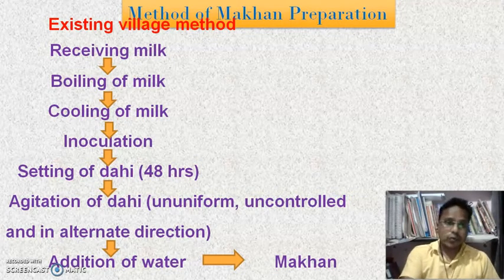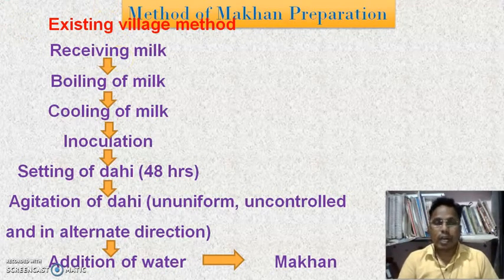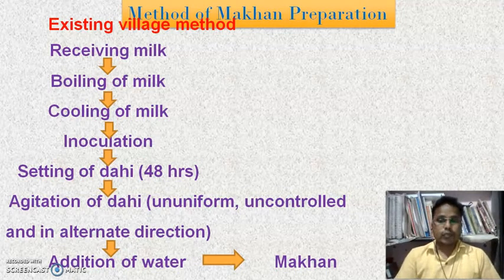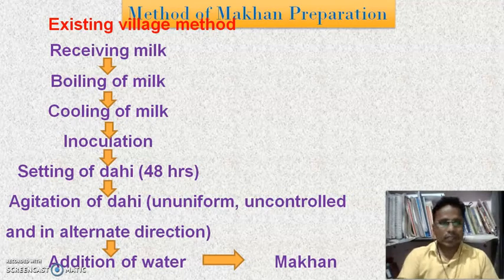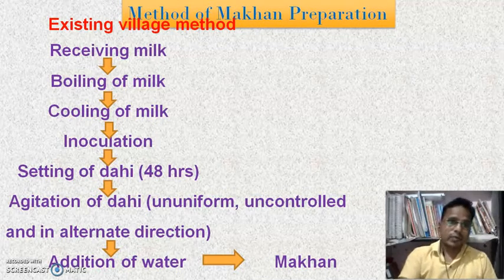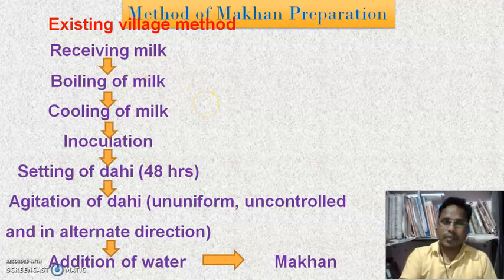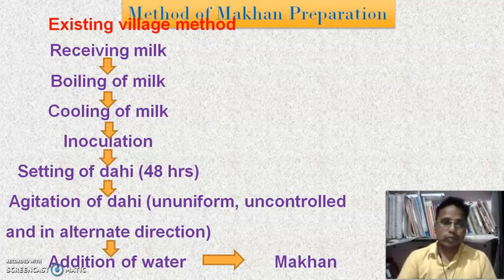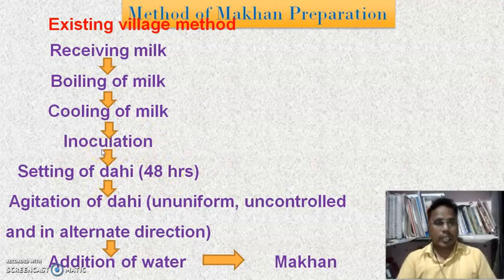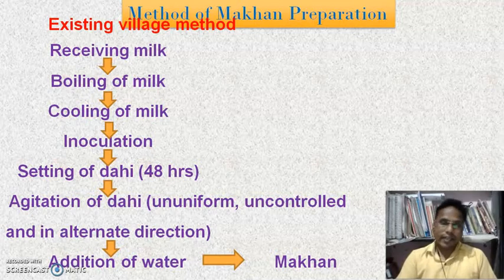We will review the existing village method, how the village method is generally adapted to prepare the Makhan. First one is the receiving milk, means whatever milk is available, that milk is taken for the preparation of Makhan. Then it is boiled. The milk is cooled to the room temperature, and then the next step is the inoculation. Inoculation means the addition of the starter culture.